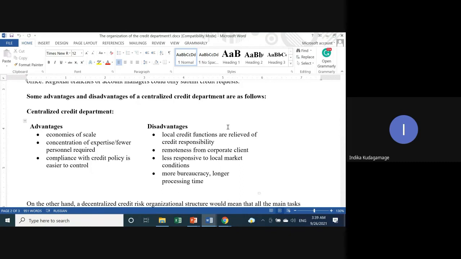Local market conditions: centrally, they look at everything on the same platter. But the local market situation, who is the best customer, who has the influence in the market, those things do not matter to the central people. More bureaucracy: this is our laid down process, can't do anything.